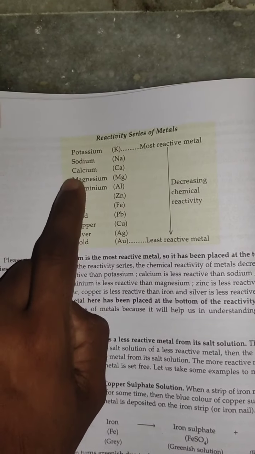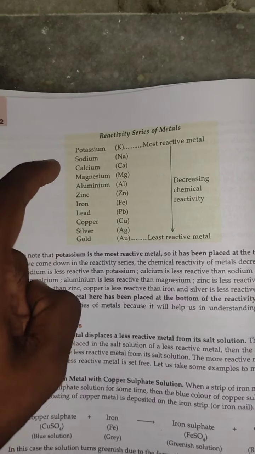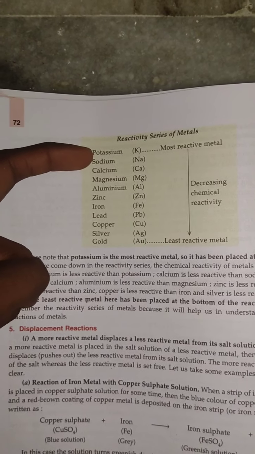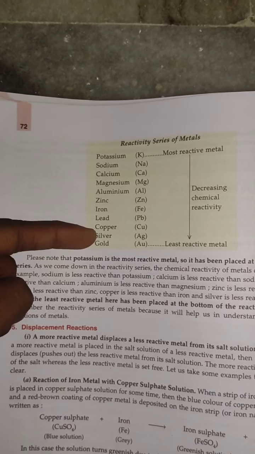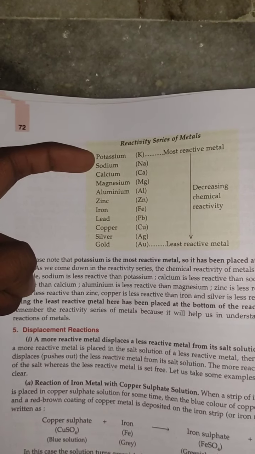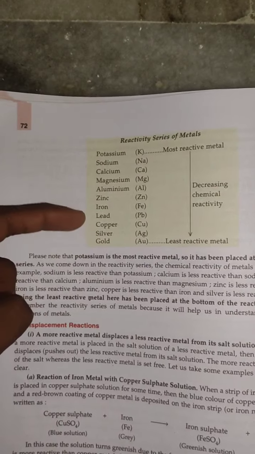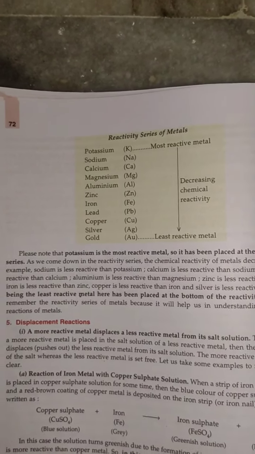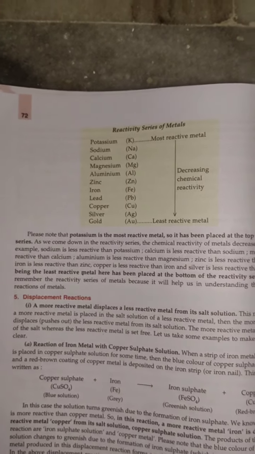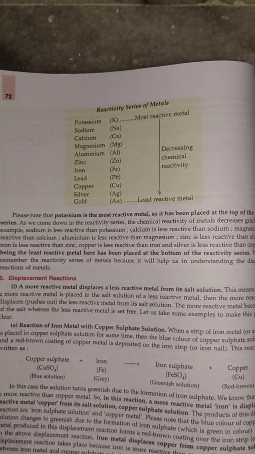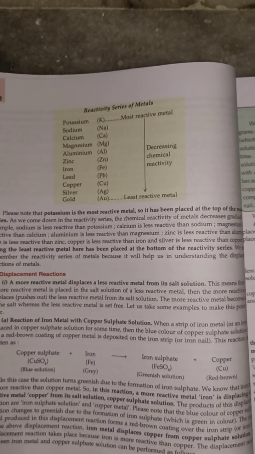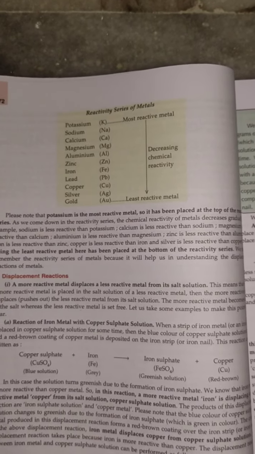Potassium, sodium, calcium, magnesium. Potassium has the highest reactivity, and gold has the least. After gold come silver, copper, lead, iron, zinc, aluminium, magnesium. So here is the reactivity series of metals, where metals are arranged on the basis of their reactivity.